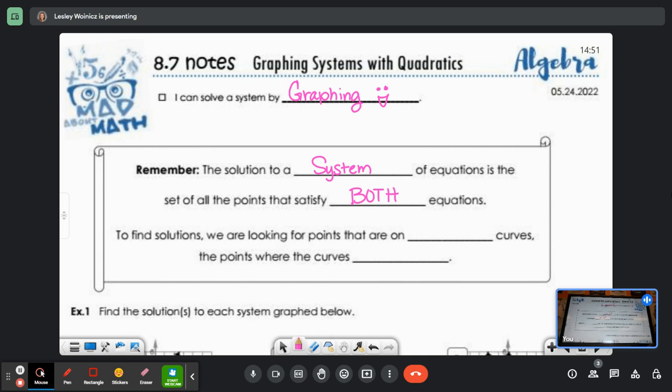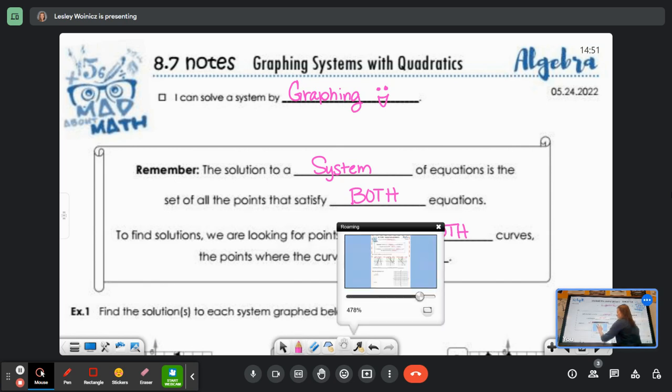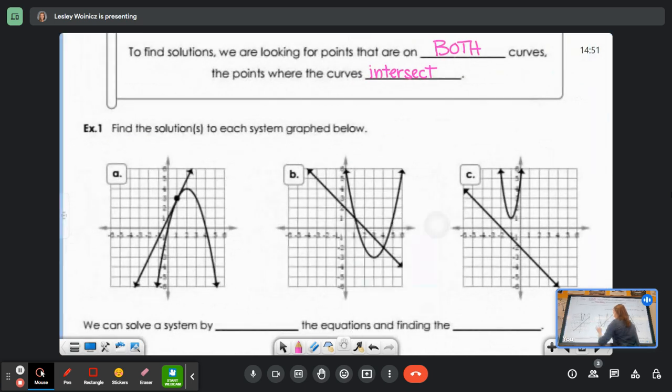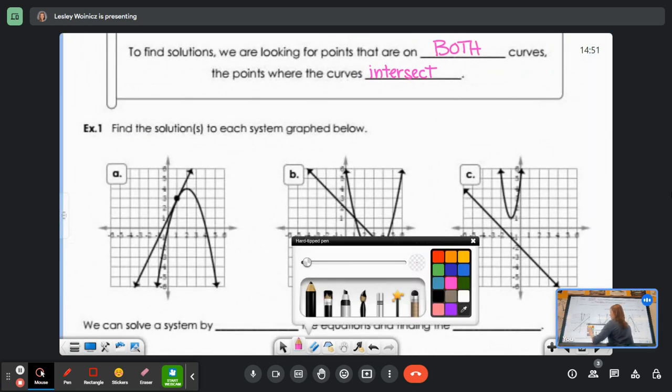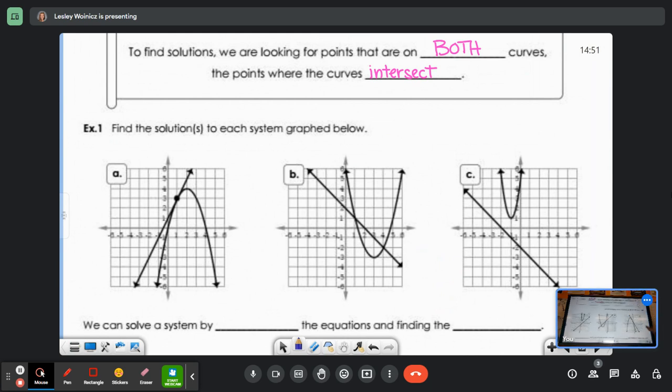To find our solutions, we are looking for points that are on both of our curves. That is where the curves intersect. Okay, so these we just get to eyeball. Where do these two curves intersect? 1, 3. Good.